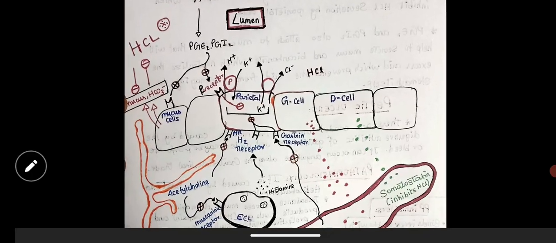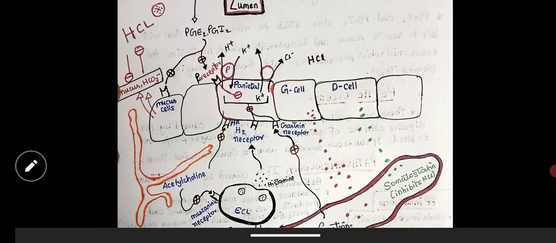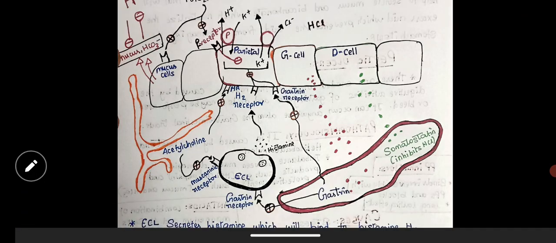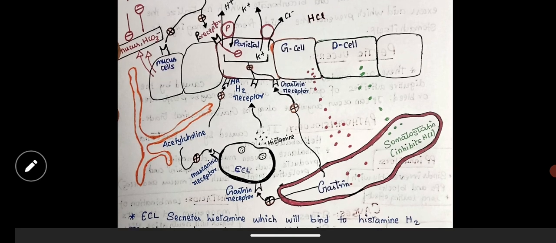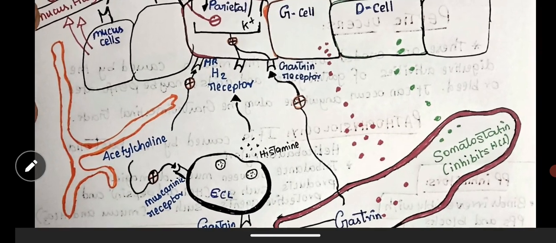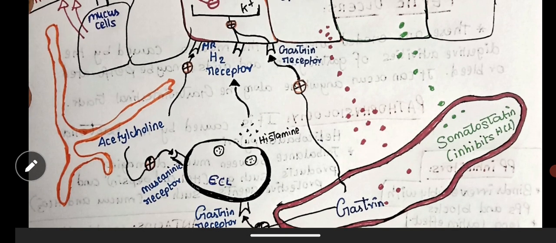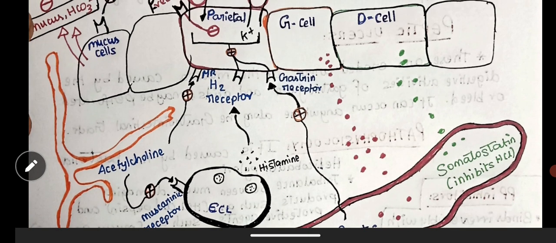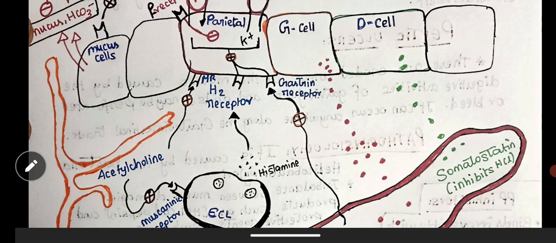Now I'll tell the summary of this video. First, we have ECL cells. From the ECL, histamine is released and binds to the H2 receptors on the parietal cells and stimulates HCl secretion. Then we have gastrin, which is secreted from the G cell, enters the bloodstream, and binds to the gastrin receptors present on the ECL, and from the ECL histamine is again released and stimulates HCl secretion. Then we have the vagus nerve, which I have mentioned in orange color, which secretes acetylcholine. This acetylcholine binds to the muscarinic receptors present on the ECL and parietal cell and promotes the process of HCl secretion.